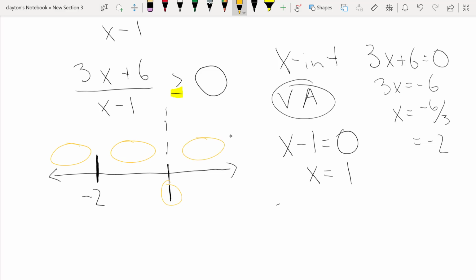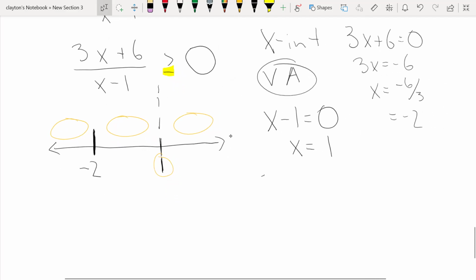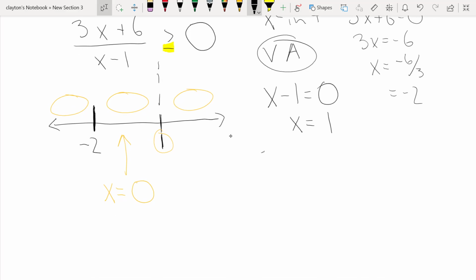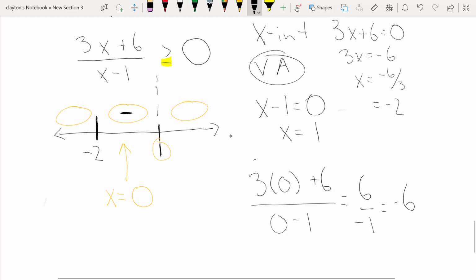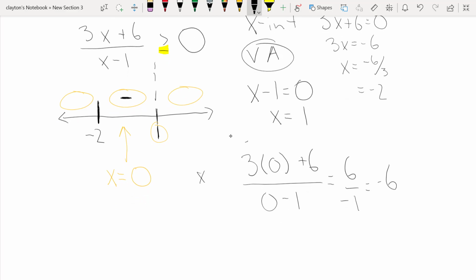And so you just need to choose some test points. Now the easiest one that we can choose here between -2 and +1 is x equals 0. So let's see what happens. When I plug in 0, I get 3 times 0 plus 6 all over 0 minus 1. So I get 6 over -1, which is -6. Now I don't really care the fact that it equals a 6. I care the fact that it's negative. And so I'm just going to put a negative here. And I'll even write to myself, this is our test point x equals 0.